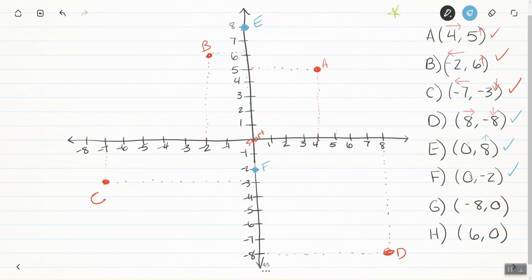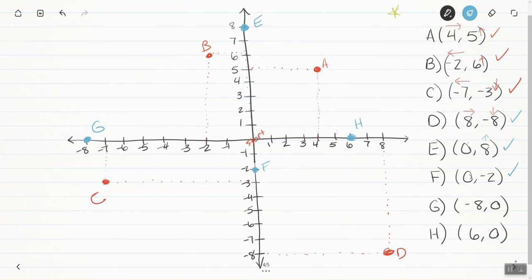Why don't you try G and H? So for G, I'm going to start in the middle. Now this one, the number's first. So I actually have to go to the number, which would be here, and then I don't go any up or down. So this one is G. And then the same thing for H. I'm going to go over to 6, but I don't go any up or down. So that one is H.